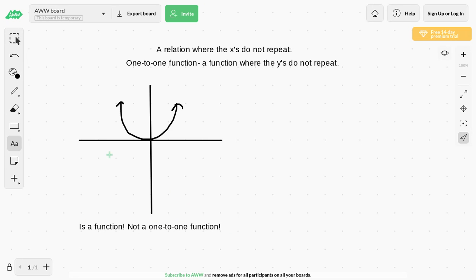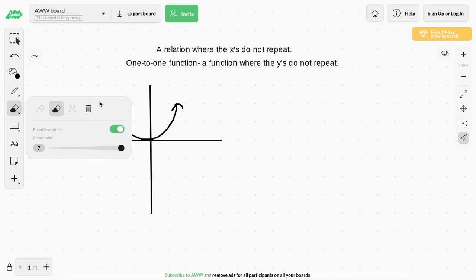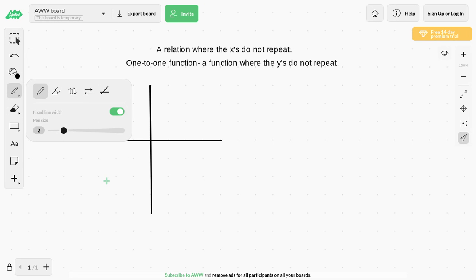Okay, so let's get rid of that. And let's see. Let's erase that. Oh, wow, that's actually kind of cool. Okay, so let's say they give you something like this. Okay, that was terrible. Wait, there's a straight line. Oh my god.